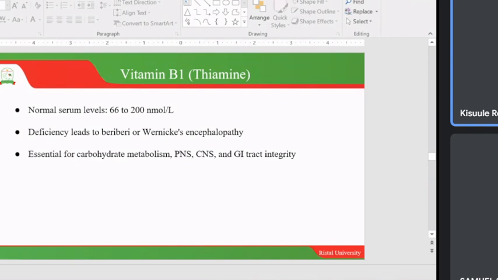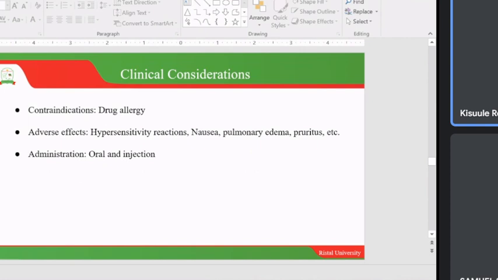Right. So essential for carbohydrate metabolism, like I had said, these vitamin B complexes, we'll see that most of them are essential for carbohydrate metabolism, and also we are looking at the peripheral nervous system, the central nervous system, and also the GI tract. Okay. Central nervous system, I think we know that is the brain and the spinal cord. And for the peripheral nervous system, we're looking at all those other nerves that are outside the central nervous system.